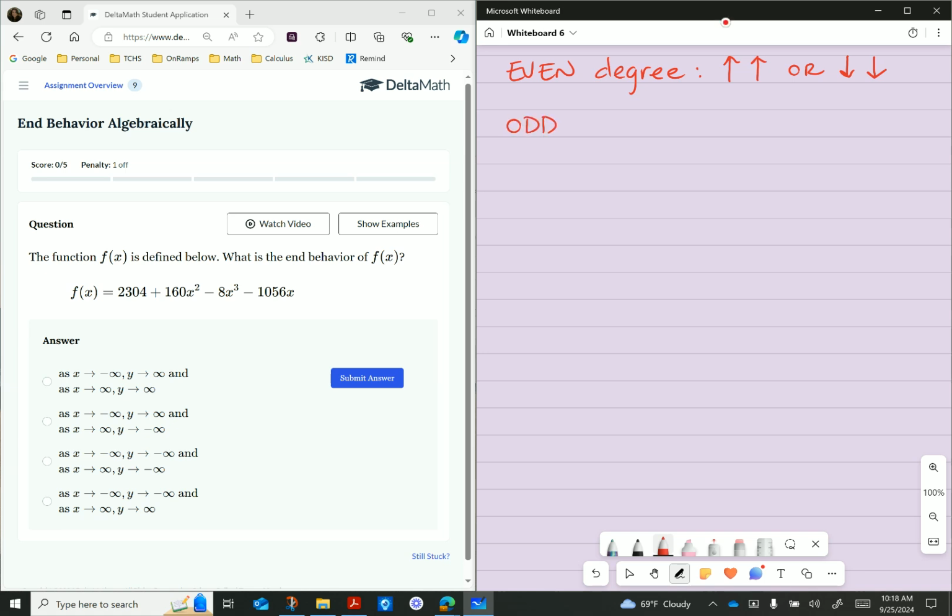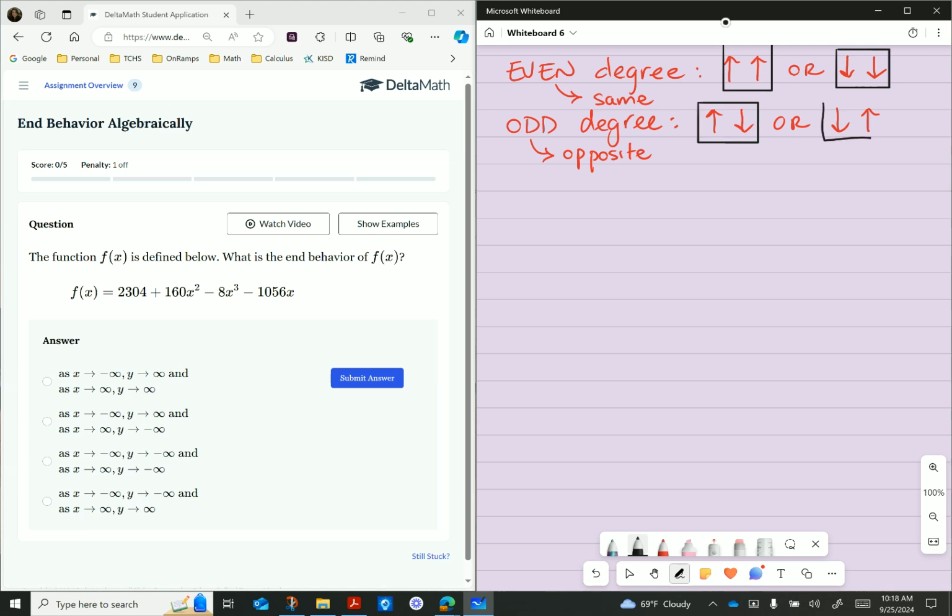Odd degree, the arrows are opposite. Remember, just like our tables, even gives us the same y values, odd gives opposite y values. Your options are going to be that the left and right ends point in opposite directions. So these are the only four choices that can happen with end behavior. These are the four combinations.